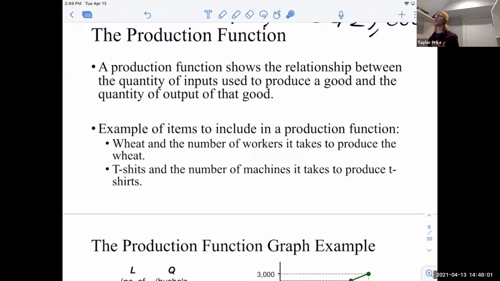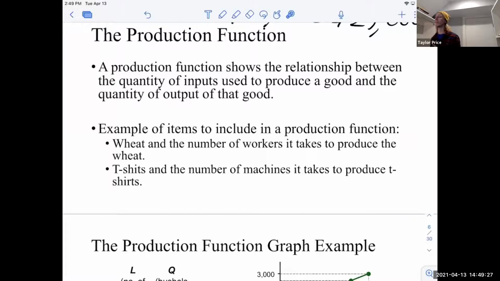We can think about it in this first example where we're thinking about wheat. When you're growing wheat, the input is the number of workers it takes to clean the wheat, strip the wheat of all the unnecessary things to prepare it to be shipped to companies that make bread. So that could be one example.